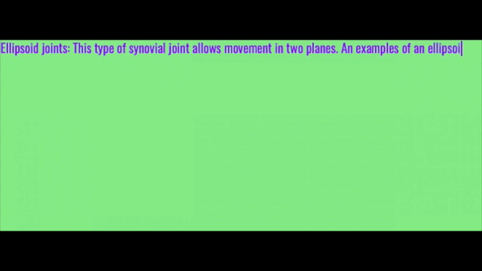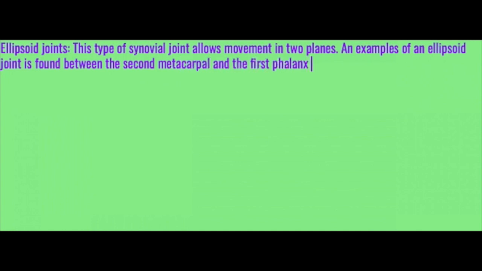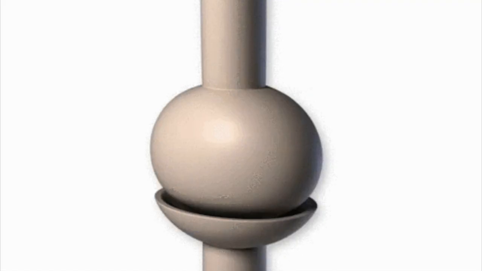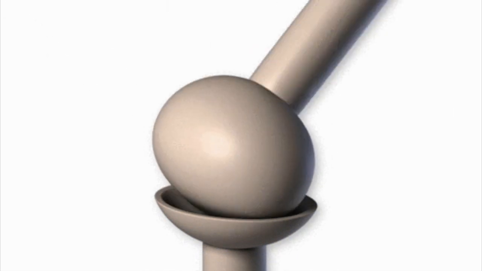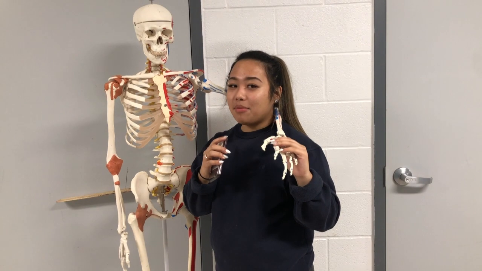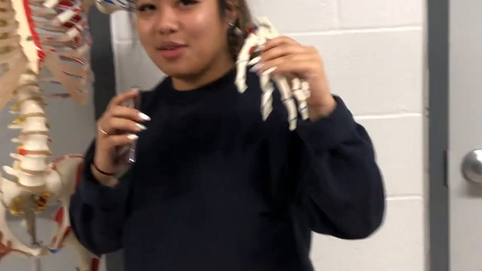Ellipsoid joint. This type of synovial joint allows movement in two planes. An example of an ellipsoid joint is found between the second metacarpal and the first phalanx of the second finger. The wrist is also an example of an ellipsoid joint. An example of the ellipsoid joint would be the wrist.